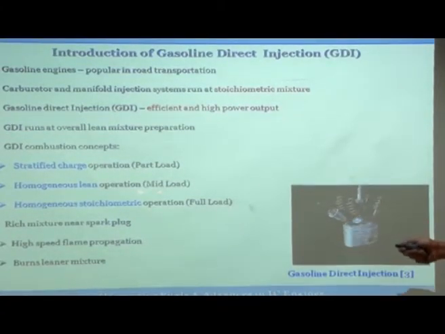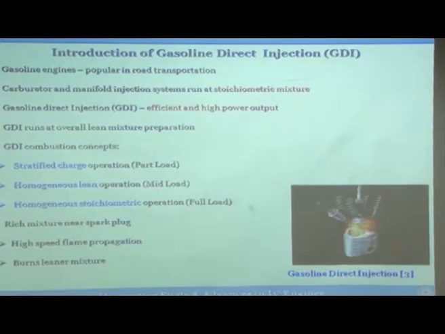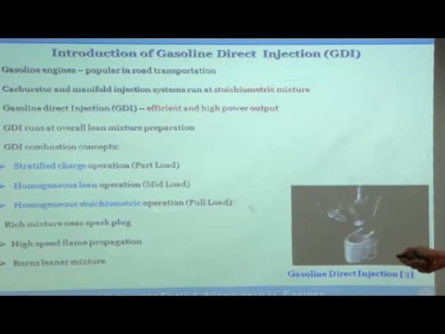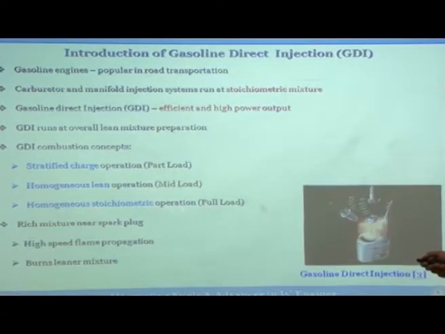In the mid load, you will have homogeneously lean operation. That means you will make the mixture leaner, but you will do the intake stroke injection. So, this is homogeneously lean. So, this also saves some amount of fuel. And when you are operating at full load condition, at that time you put full quantity during the intake stroke itself, and this is called homogeneous stoichiometric operation.